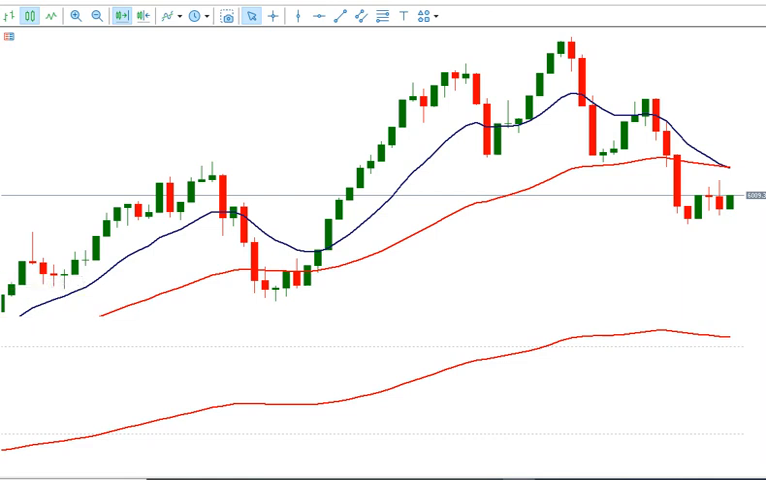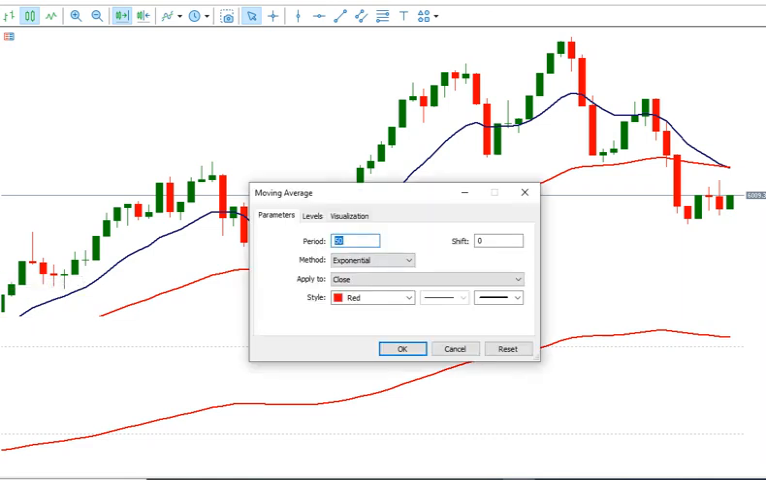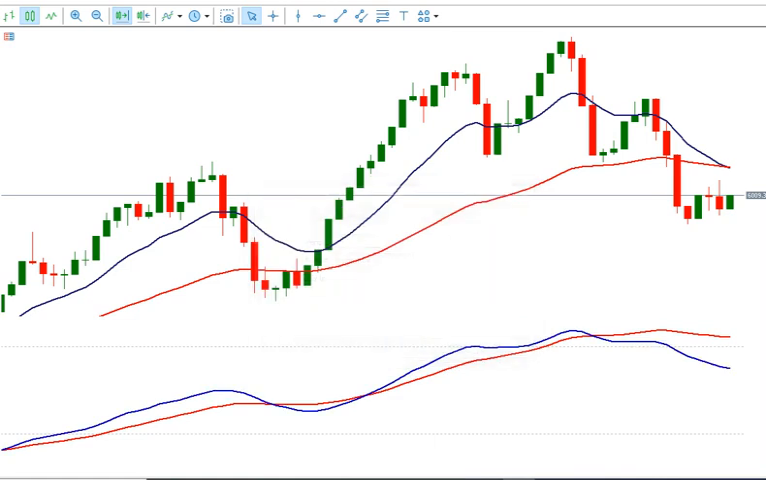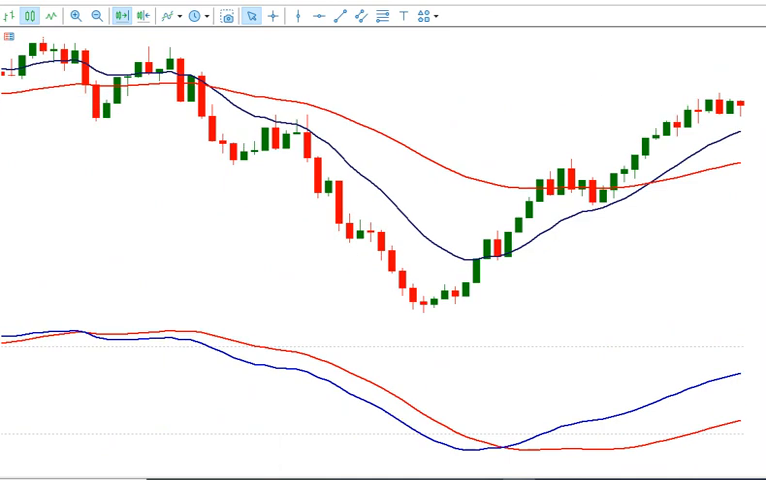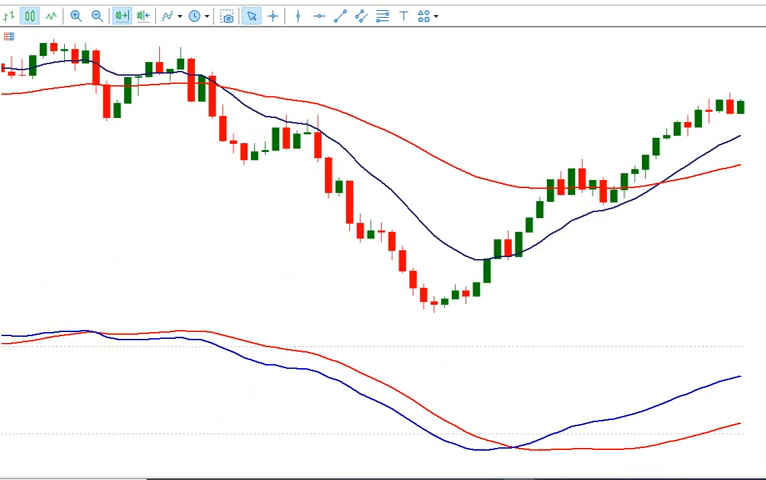Then I'll be adding another one on the same indicator window one. This time it is 14, and I can change it to be blue. Then I close. Are you seeing that now? Yes, so this is how.